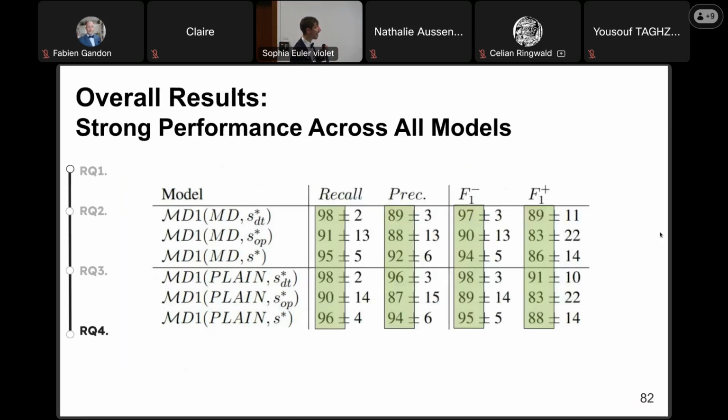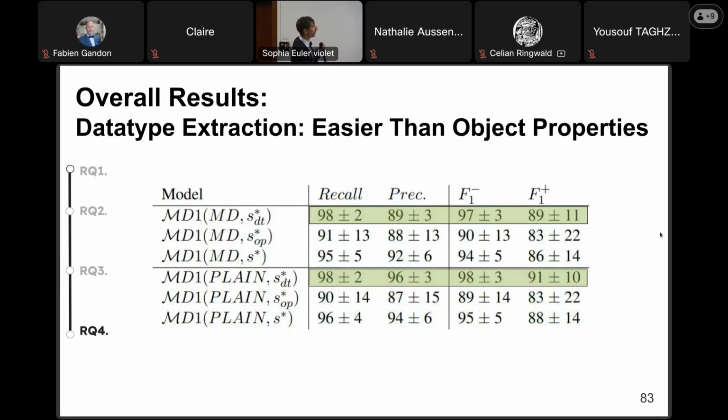Our results are pretty good. We obtain strong performance across all the models. It seems easier to extract the data type property. And this statement holds for both types of input, the markdown one and the plain text one.